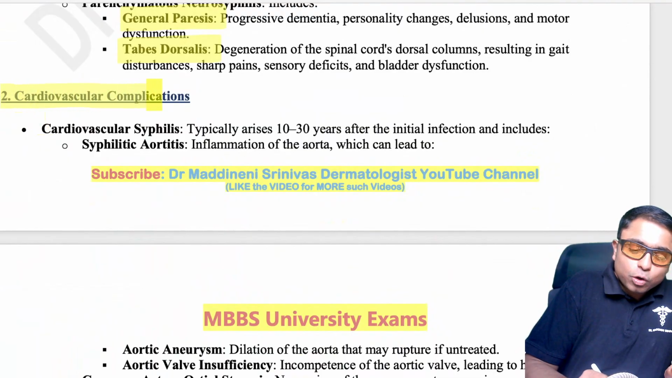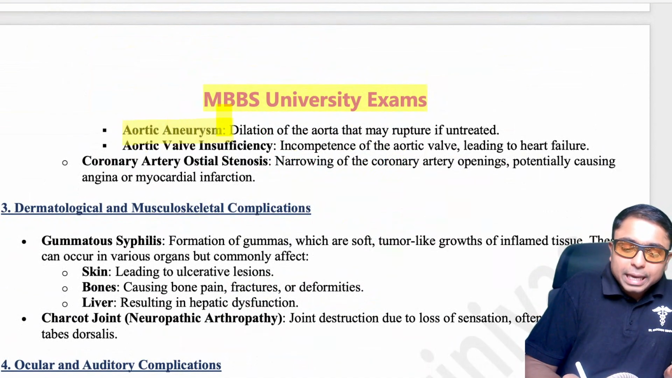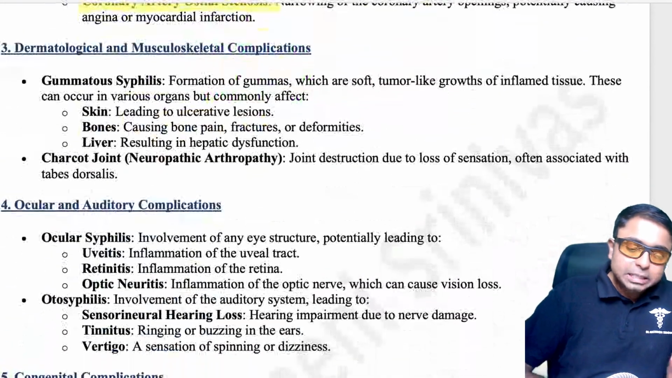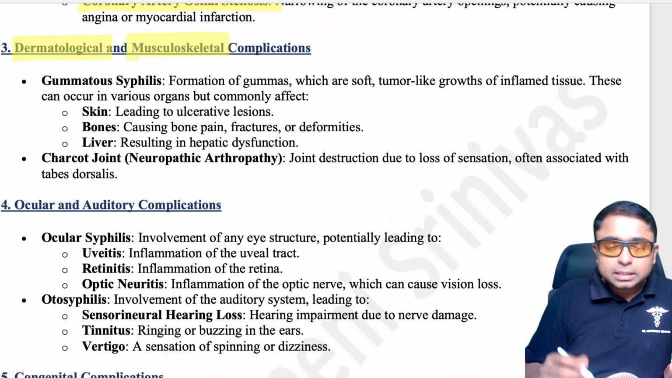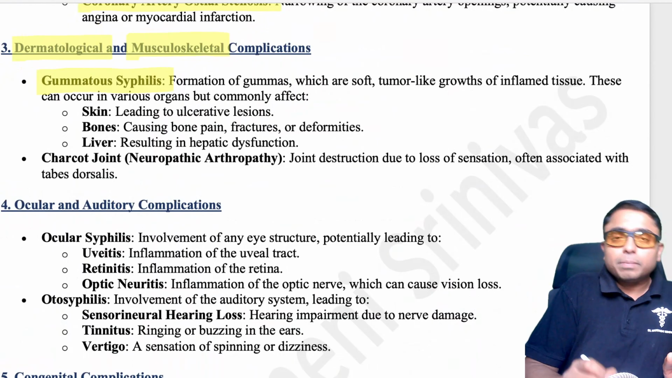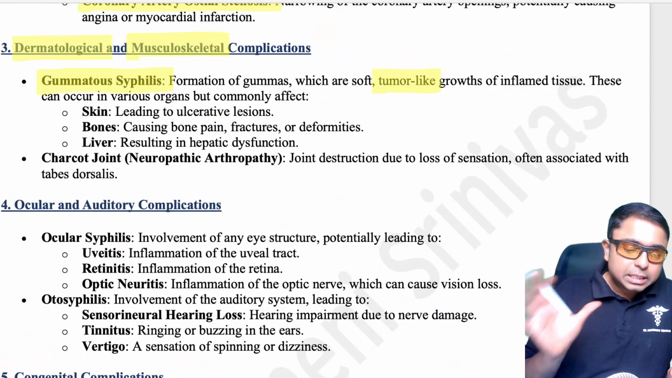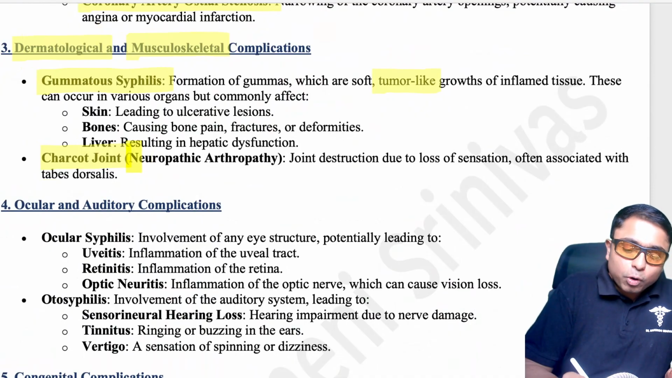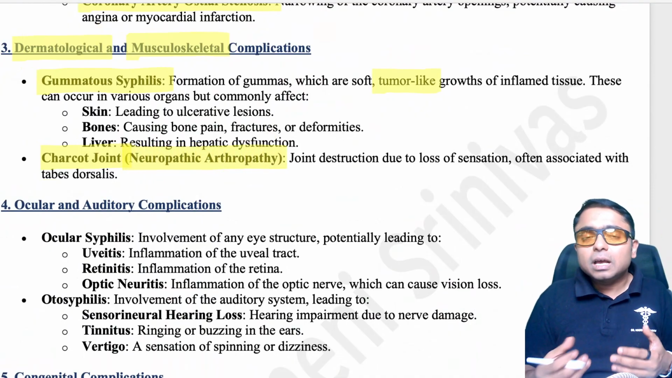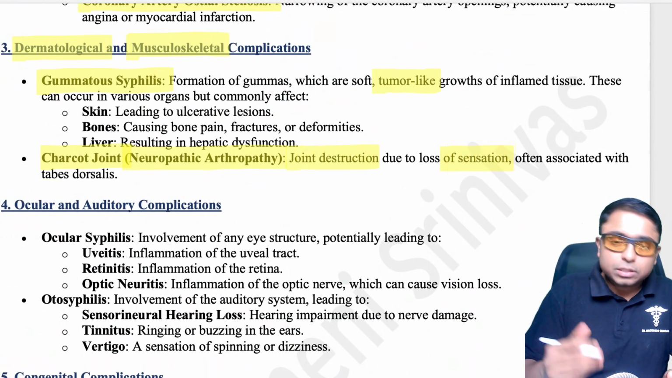Cardiovascular complications could be syphilitic aortitis, aortic aneurysm, coronary artery ostial stenosis. So these are some of the complications related to CVS. So what are the complications of the skin and the musculoskeletal systems? In the skin, you can remember there will be a special type of syphilis called gummatous syphilis, where there will be tumor-like growths. Just remember gummatous syphilis, and also remember Charcot joint. This is very important, which is a neuropathic arthropathy. The patient basically does not feel any sensation, because of which there is going to be joint destruction.